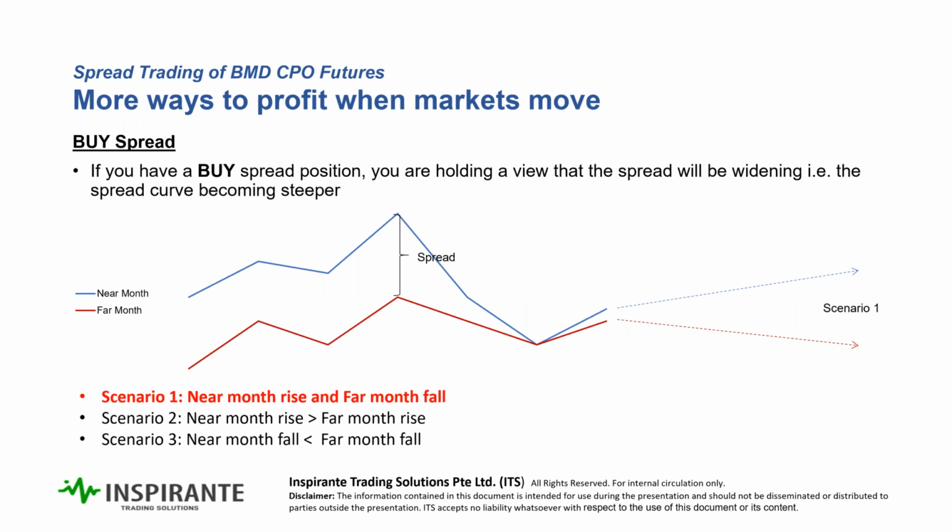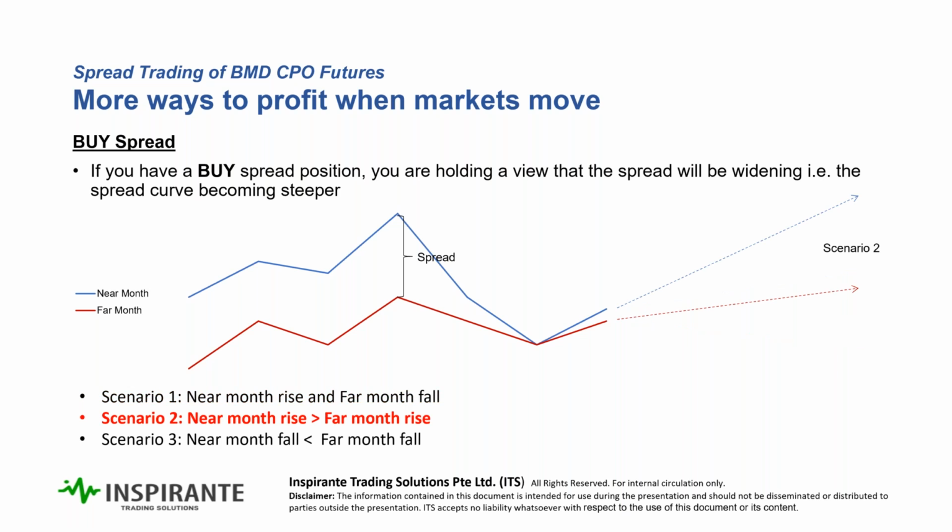Now, when we talk about ways to benefit from market moves when we set up a spread, when you buy a spread, you're basically hoping that the spread will widen. How would this happen? Case number one: if you long the spread, and the near month rises while the far month falls, the spread opens up like an alligator mouth. So you will benefit on the long side as much as you'll be benefiting from the short side of your setup. Case number two: the near month rises while the far month rises too.